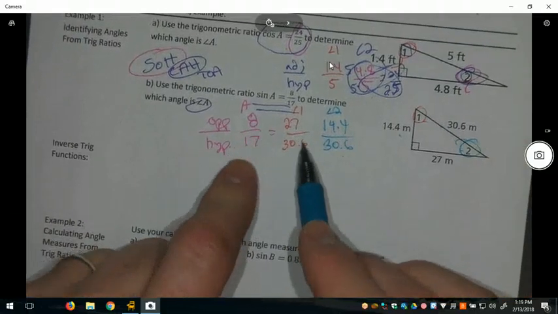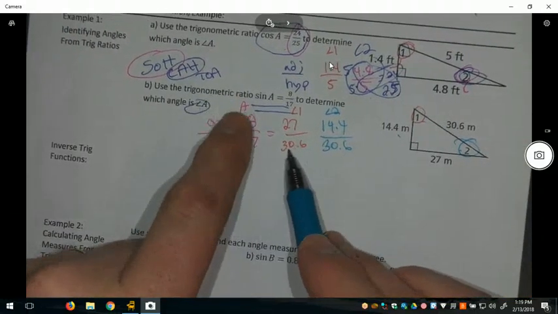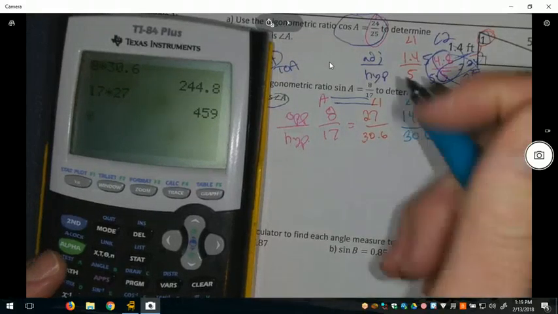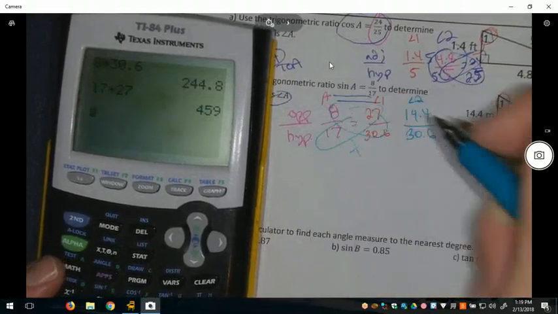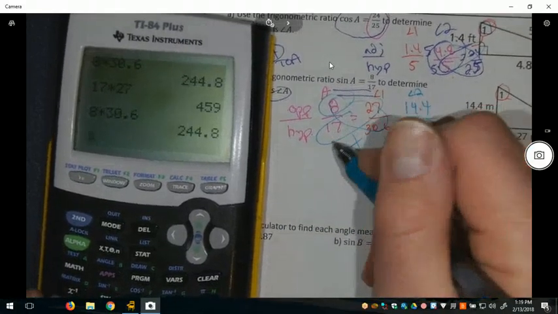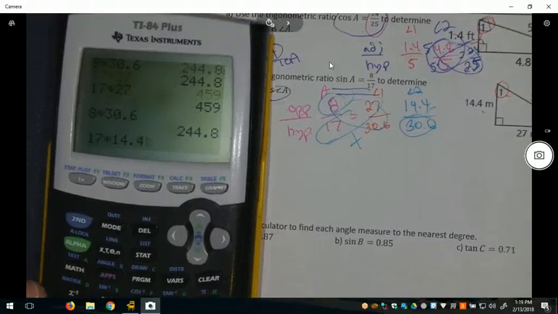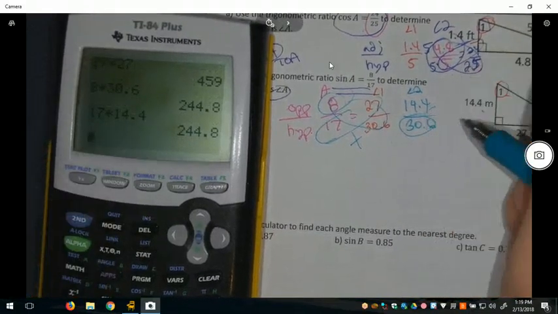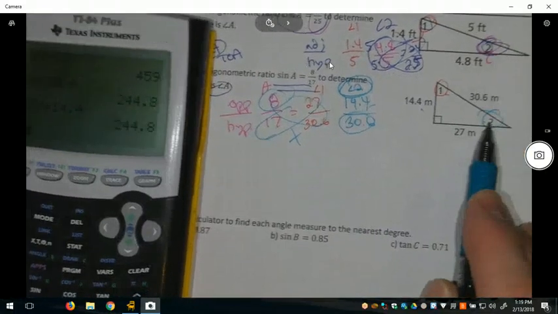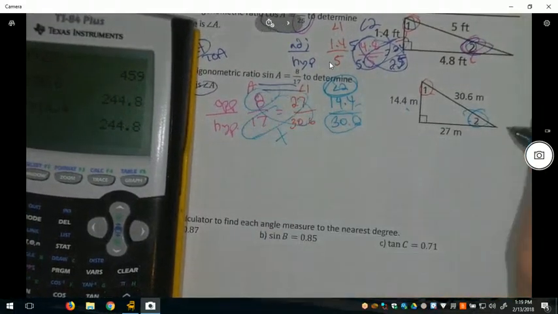So I'll look and see which of these reduce to 8/17. I could also cross multiply to see if I get the same numbers. 8 times 30.6 versus 17 times 27: those cross products are not equal. 8 times 30.6 and 17 times 14.4 both give me 244.8. So I know that angle 2 is the angle they started at when they found the sine of angle A. That means angle 2 is also angle A for this picture.